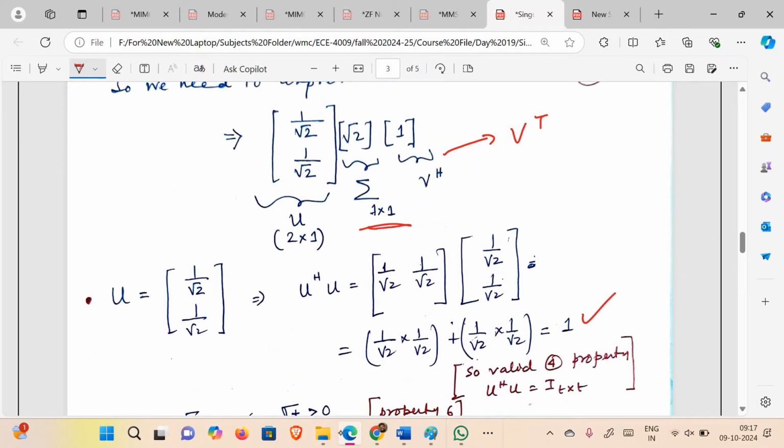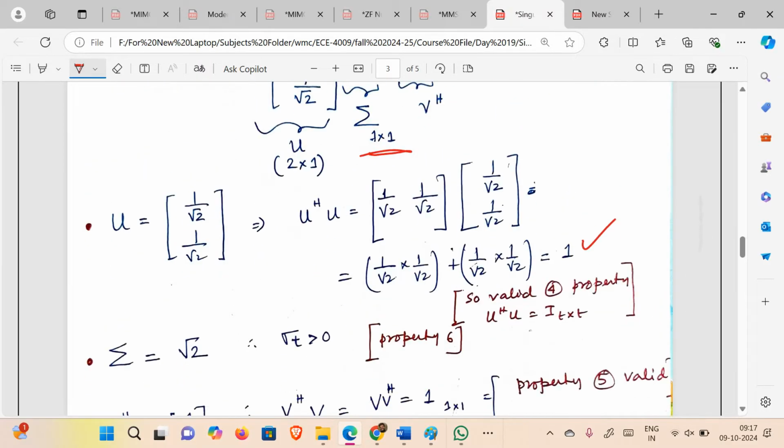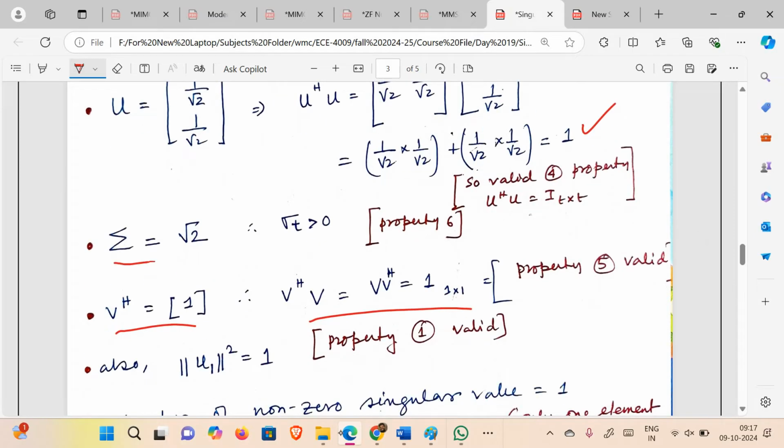So sigma we have defined as square root 2. As you can see here, I have mentioned that sigma is equal to square root 2, which means sigma t is greater than 0. As per the property 6, there are no other elements actually. So only one element is present, and that too is square root 2. So we will consider that, yes, it is validating the property.